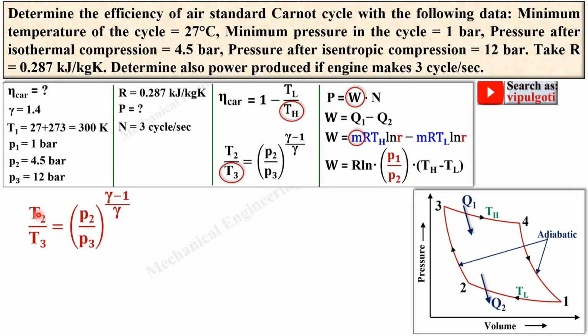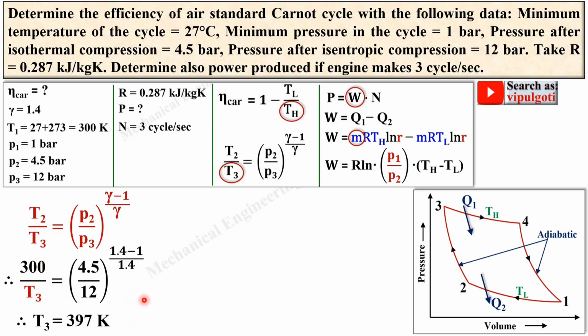Now put the value over here. So T2 is equal to, you know that T1, and that is 300 Kelvin. T3 is the objective. P2 is equal to 4.5 bar. P3 is equal to 12 bar. Gamma, you know that 1.4. So simplify this equation so that you will get T3. That is 397 Kelvin.